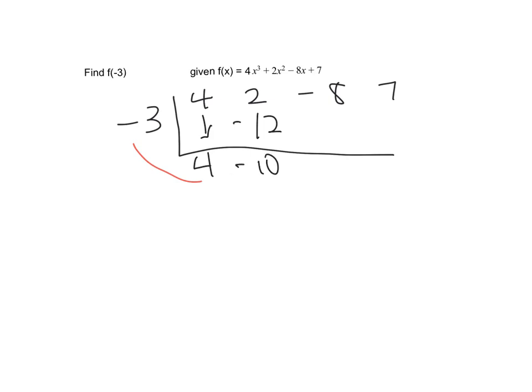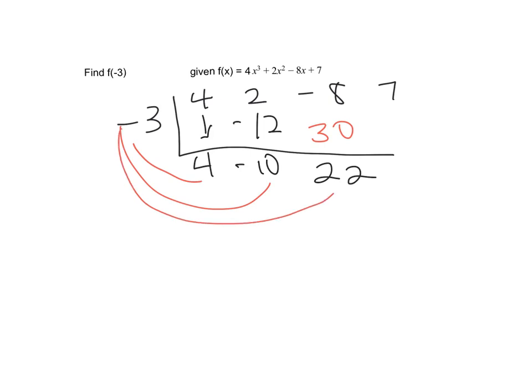I'm going to multiply again. And that's going to give me a 30. I'm going to add down. That's going to give me a 22. I'm going to multiply again. And that's going to give me a negative 66. And I'm going to add down, and that's going to give me a negative 59.